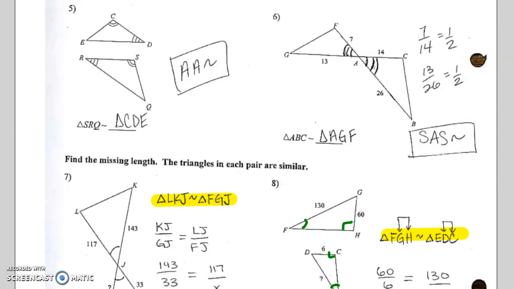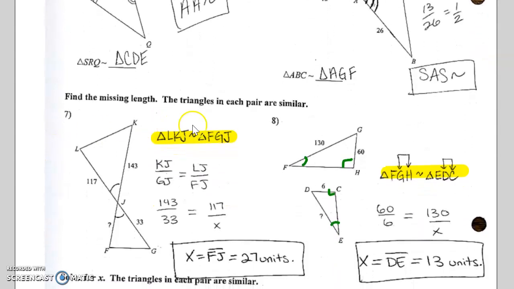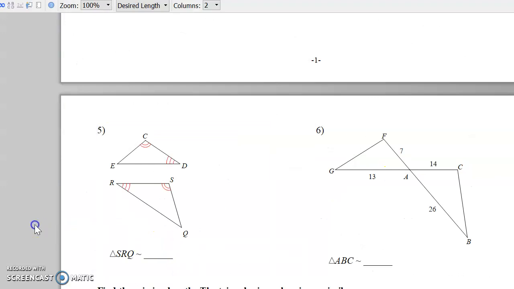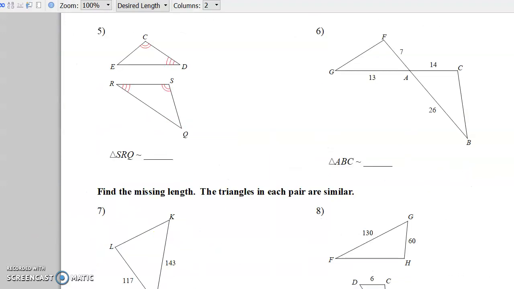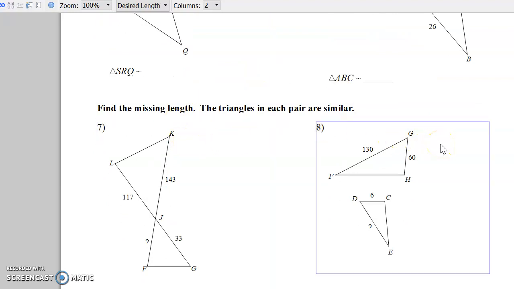If you are interested in working on this worksheet, I will post the blank version, but there's just something I want you to notice, and I'll show you. If you notice these similarity statements that I highlighted, if I show you the worksheet, look at 7 and 8. Those similarity items are not given to you. So just keep that in mind.